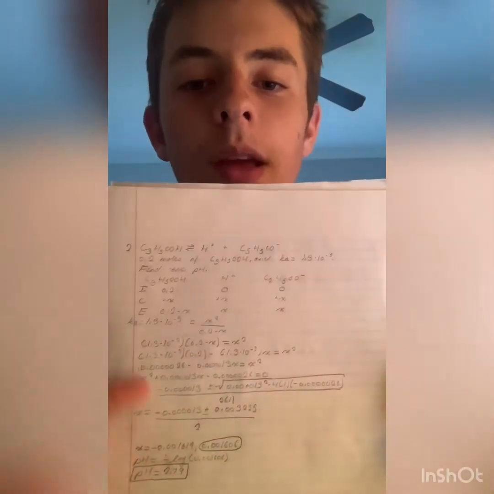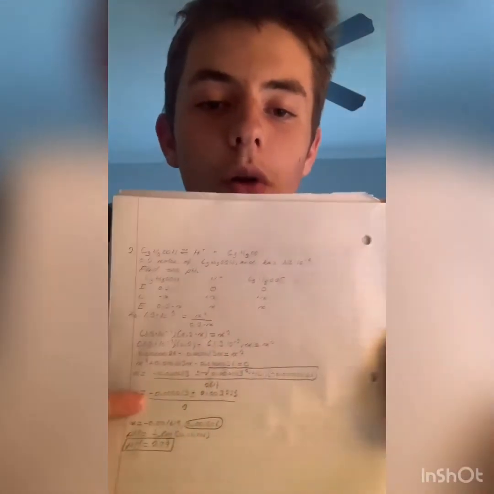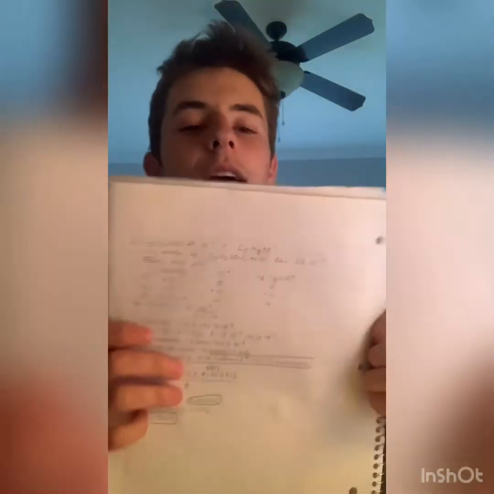So we get 1.3 times 10 to the negative fifth times 0.2 minus X is equal to X squared. And then we're just gonna distribute everything over here, and we're gonna move the X squared over to make it X squared plus 0.000013x minus 0.000002 equals 0. And we can use the quadratic equation to solve for X. And so X is equal to negative 0.000013 plus the square root of yada, yada, yada. You get the idea. So we're just using the quadratic equation to solve for X.